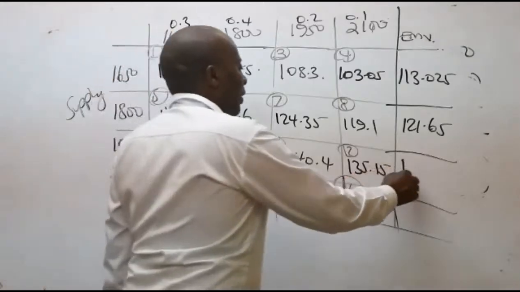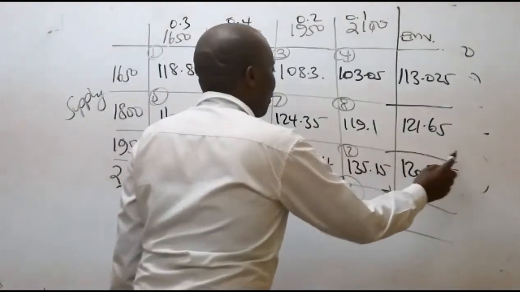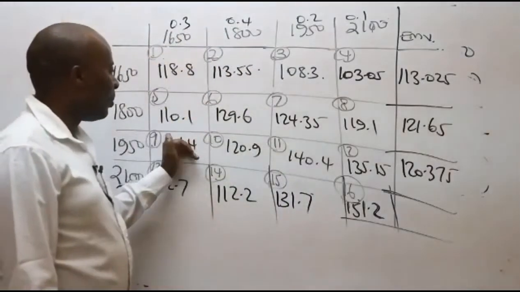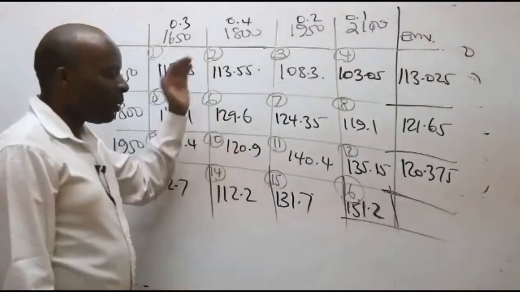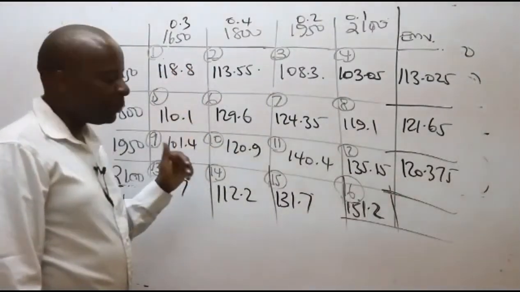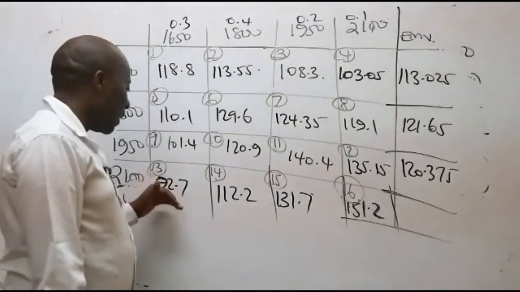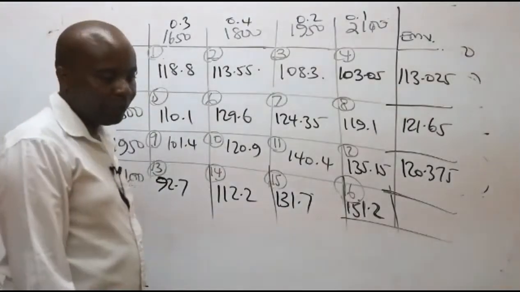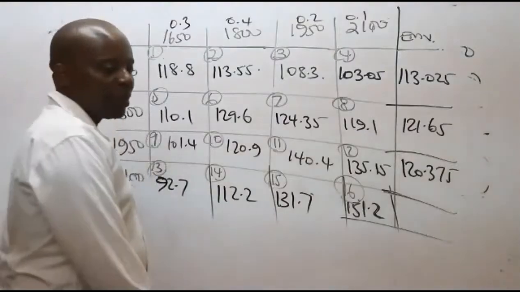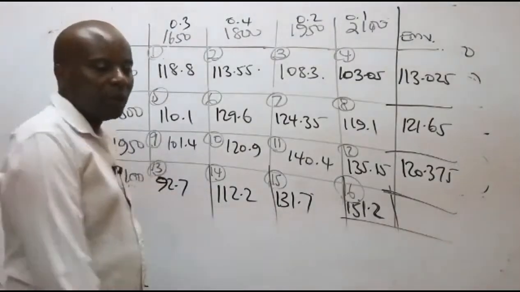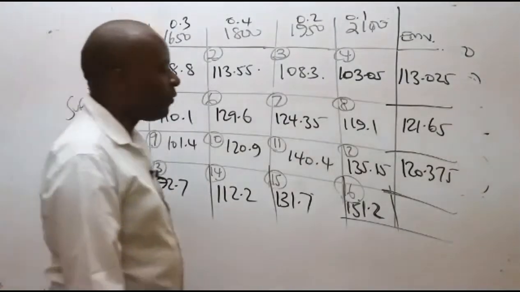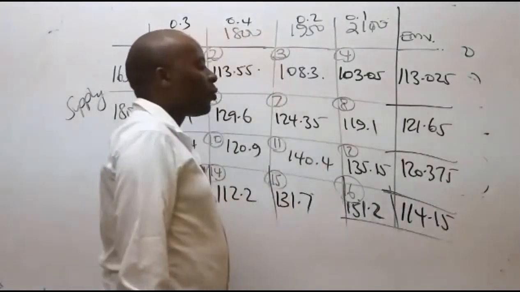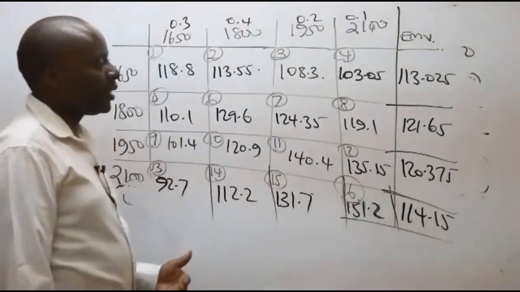120.375. How did they get this 120.375? They took the profit that we have here and then they averaged them by multiplying them with the probabilities like that. And then we have the last one. What do we have? 114.15.